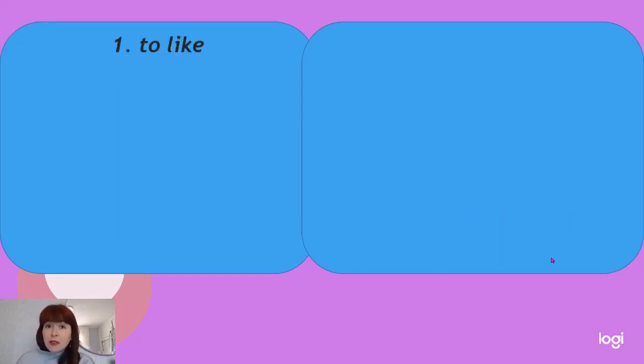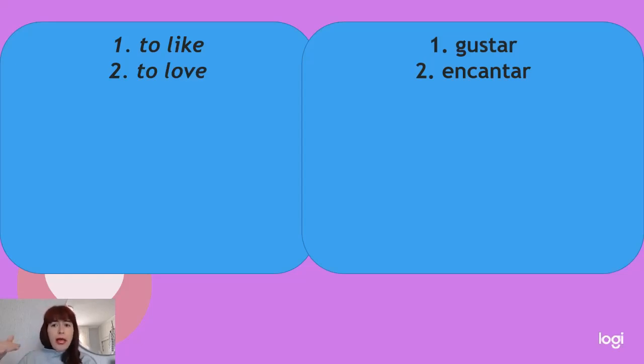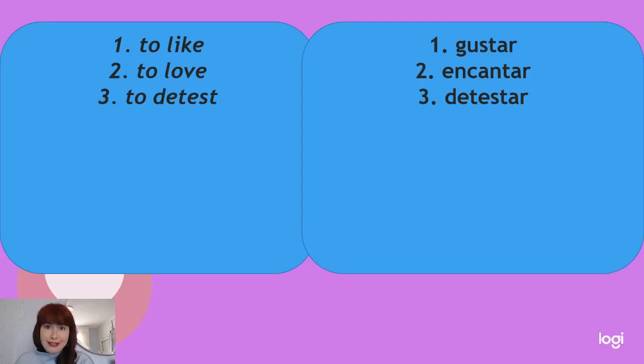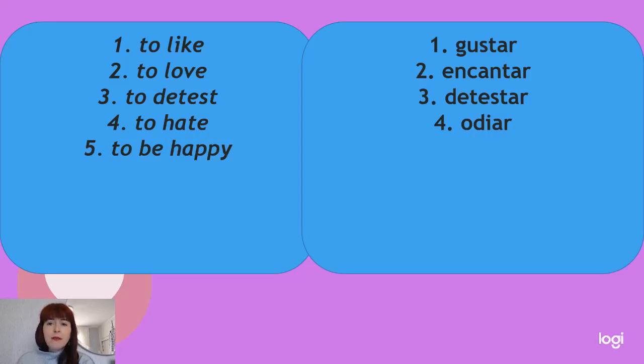And to like in Spanish, you have gustar. To love, it is encantar. When you talk about your likes and dislikes, okay, gustar, you like, encantar, you like it very, very much. Then you have to detest, in Spanish, detestar. To hate, odiar. To be happy in Spanish is alegrarse.